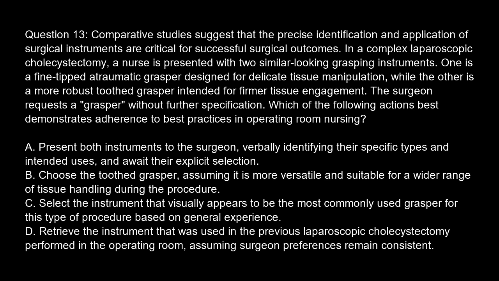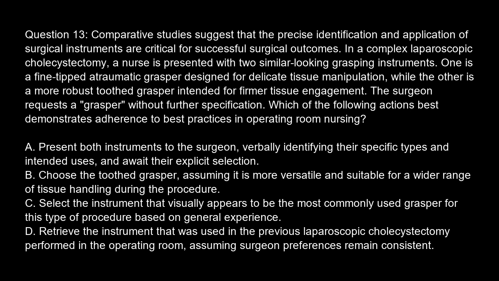Question 13. Comparative studies suggest that the precise identification and application of surgical instruments are critical for successful surgical outcomes. In a complex laparoscopic cholecystectomy, a nurse is presented with two similar-looking grasping instruments. One is a fine-tipped atraumatic grasper designed for delicate tissue manipulation, while the other is a more robust toothed grasper intended for firmer tissue engagement. The surgeon requests a grasper without further specification. Which of the following actions best demonstrates adherence to best practices in operating room nursing?